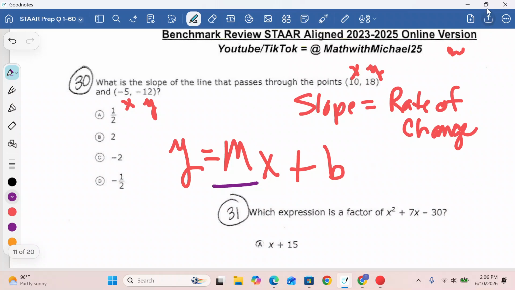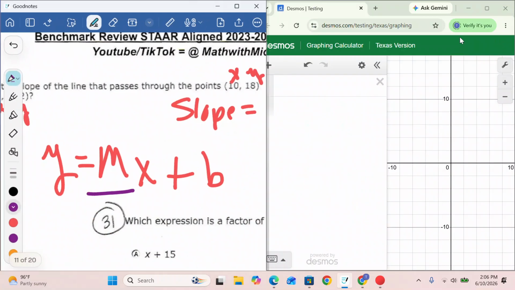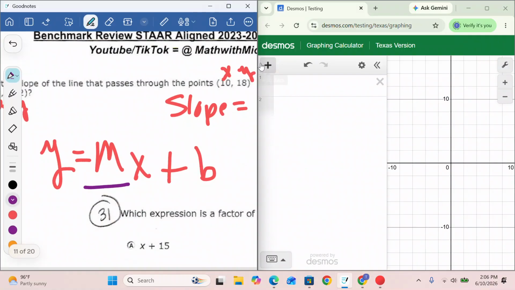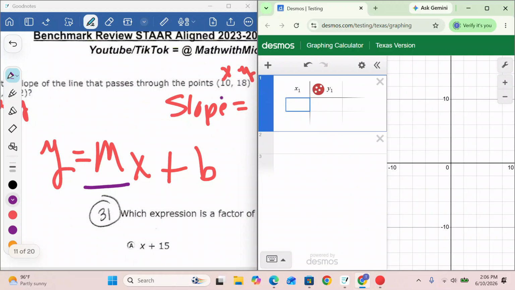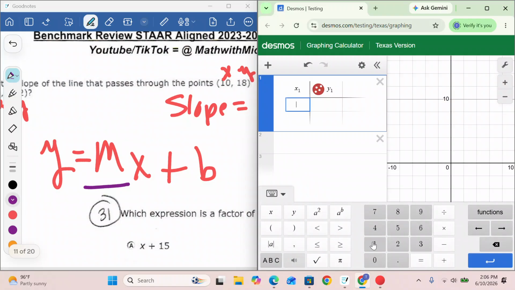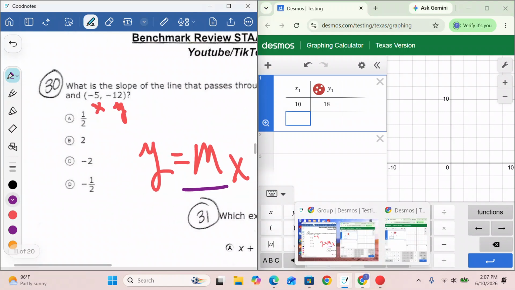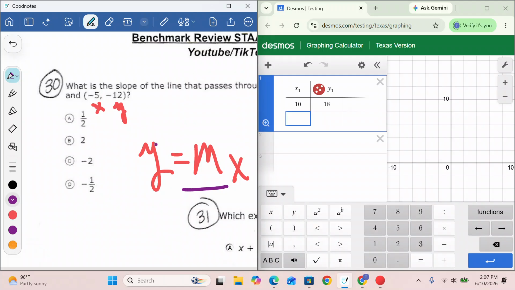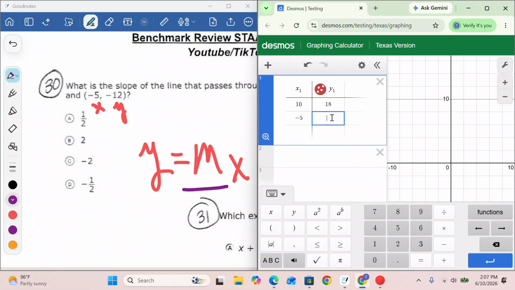So how do I get this with Desmos? Well, very easy. Just use a table. So all I'm going to do, you see this plus sign right here? I'm going to put a table. That's the only thing I'm going to use. Never use f of x. This one's bad. Never use inference. Use a table. So the first one, the x is 10, the y is 18. So all I'm going to do is input 10, comma, 18. And then the second one is negative 5 and negative 12. All I'm going to do is input it. So it is negative 5 and negative 12.